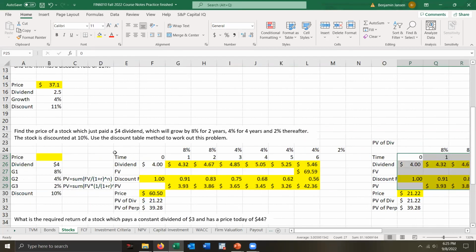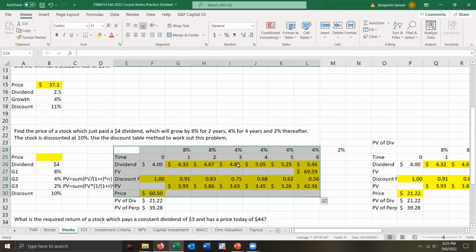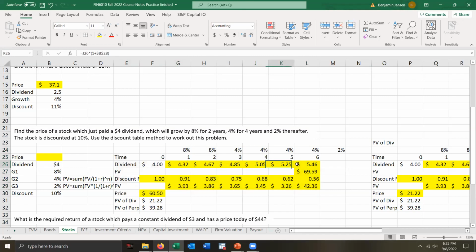All right. So in this first example, we're getting the sum total value of all of the dividends plus the value of those dividends in perpetuity. Basically we have two types of cash flow streams going on here. We have the dividends themselves, and we have the value of those dividends in perpetuity. So the sum value of those two cash flows is $60.50. 21 of those dollars are coming from the dividends that we're receiving over those 6 years. And just under $40 of that value is coming from that dividend stream in perpetuity, growing at 2%.